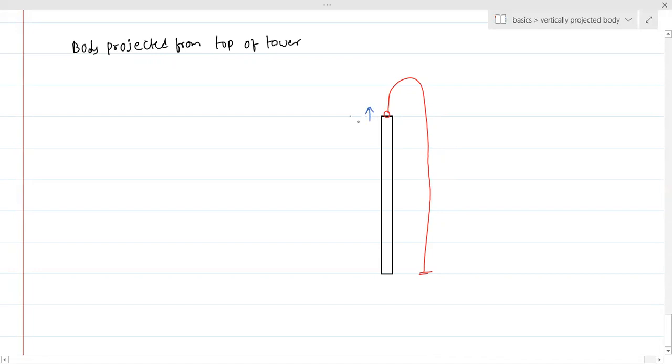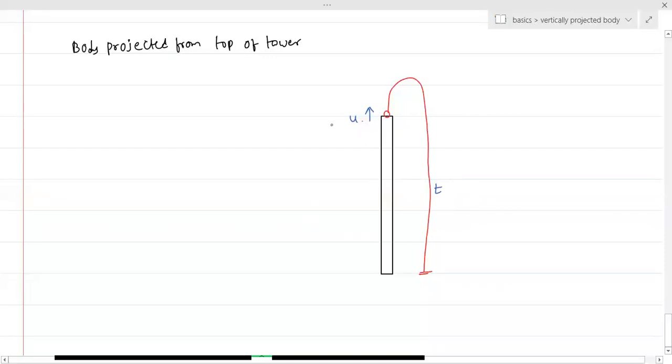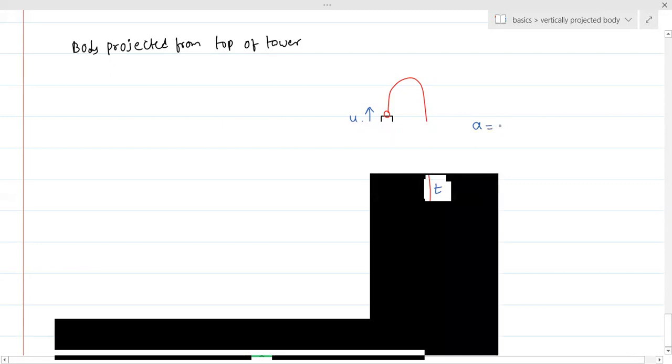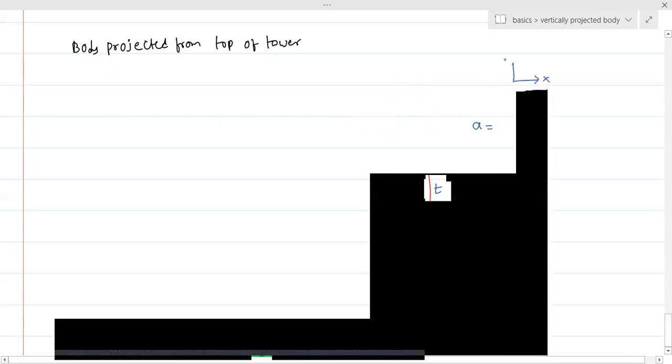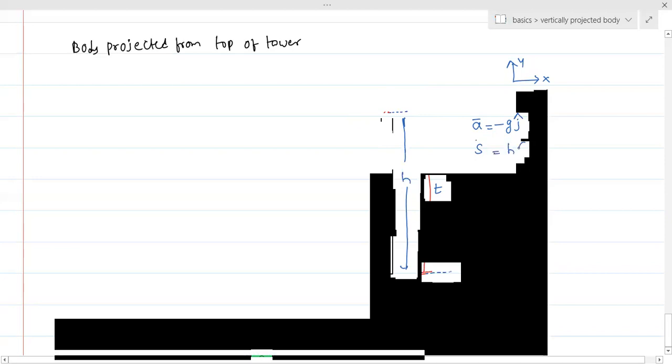You are projecting a body with a speed u, and it reaches the ground in a time t. Then we think of acceleration. Suppose we are taking two dimensions, x and y. As the body is moving upwards, acceleration is minus g, along the y-axis, so j cap. This is the initial position and this is the final position, so this is the displacement. The displacement lies in the downward direction, so s bar is h into minus j cap, as it is along negative y-axis.